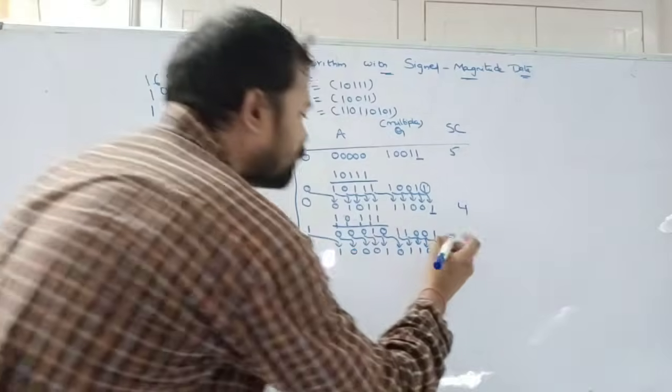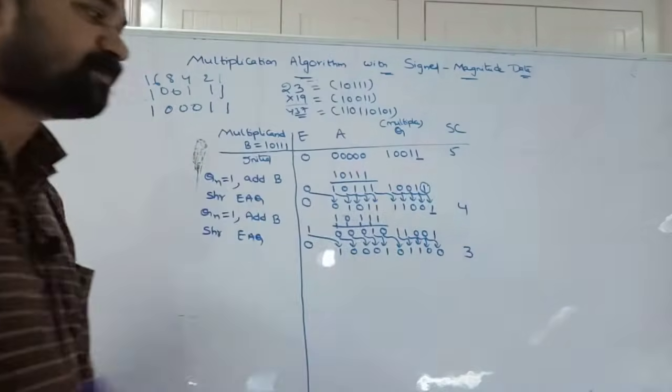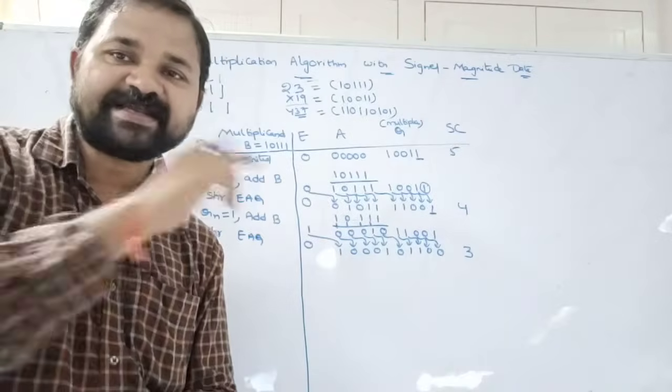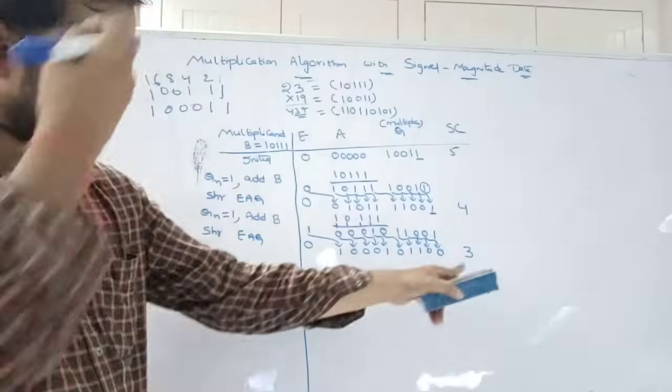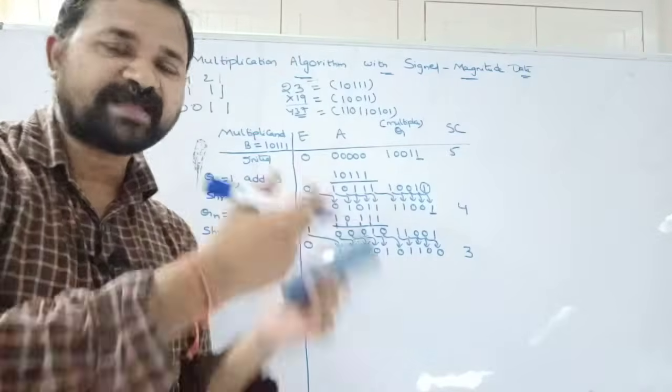So after that we have to decrement sequence counter value. Previously it is 4. Now it will become 3. So once again we have to check whether it is not equals to 0 or not. Here SC value is 3. So 3 is not equals to 0. So once again we need to perform the repetition.